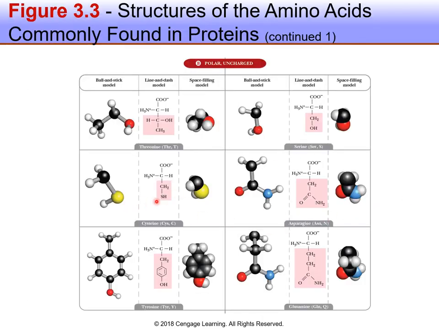And here you can see the 6 polar amino acids that we mentioned. Note here, tyrosine is similar to phenylalanine, except that it has an OH on the aromatic ring. So we can say that phenylalanine is a precursor of tyrosine.